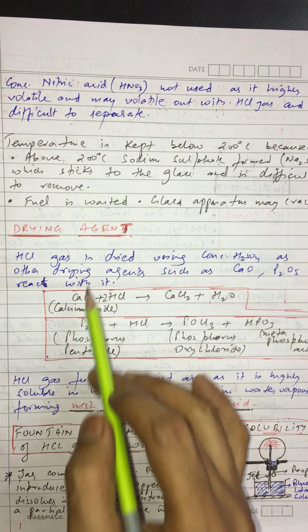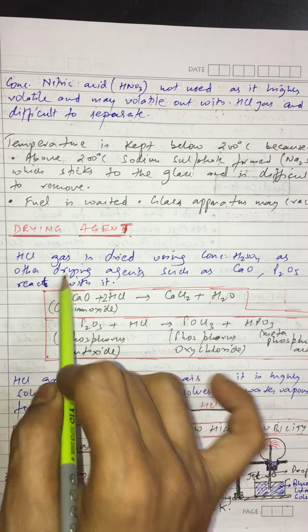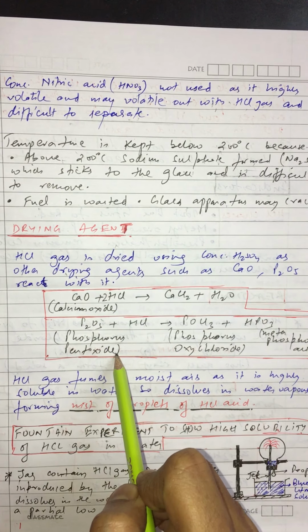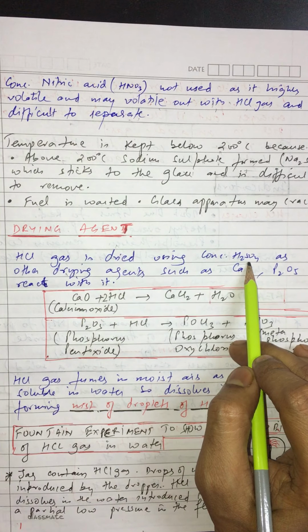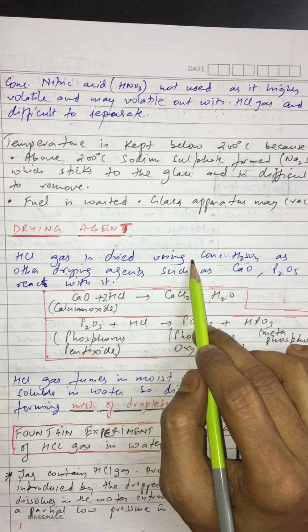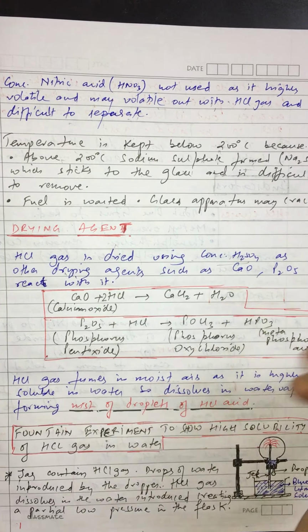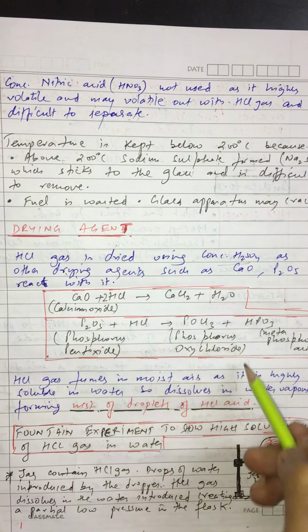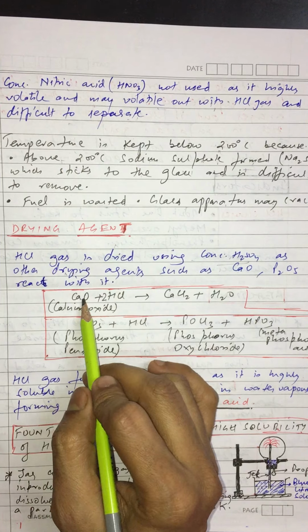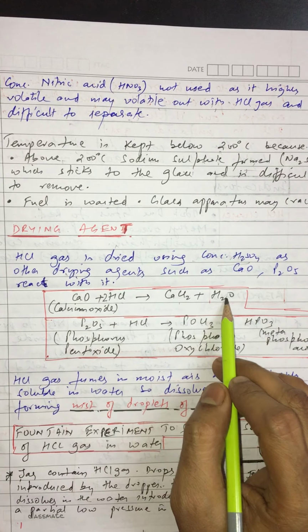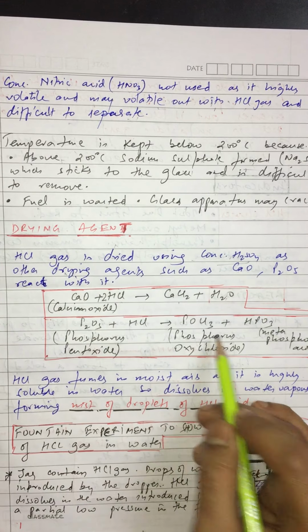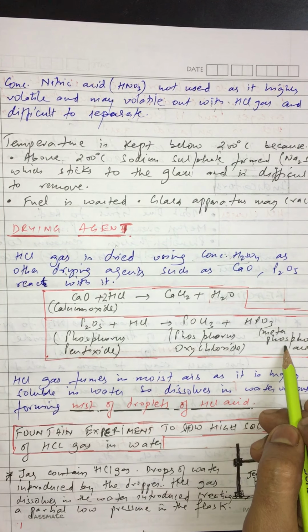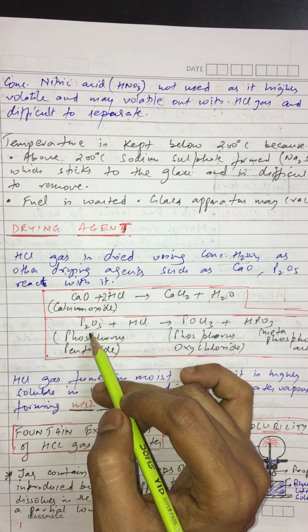Now what is the drying agent used? HCl gas reacts with some of the drying agents. So the most preferred drying agent is sulfuric acid. It absorbs water vapor from it and dries it, whereas the other drying agents react with HCl gas. So the reaction, calcium oxide reacts, produces calcium chloride plus water. Phosphorus pentoxide, again a drying agent, reacts to form phosphorus oxychloride and metaphosphoric acid. So we cannot use these two drying agents.